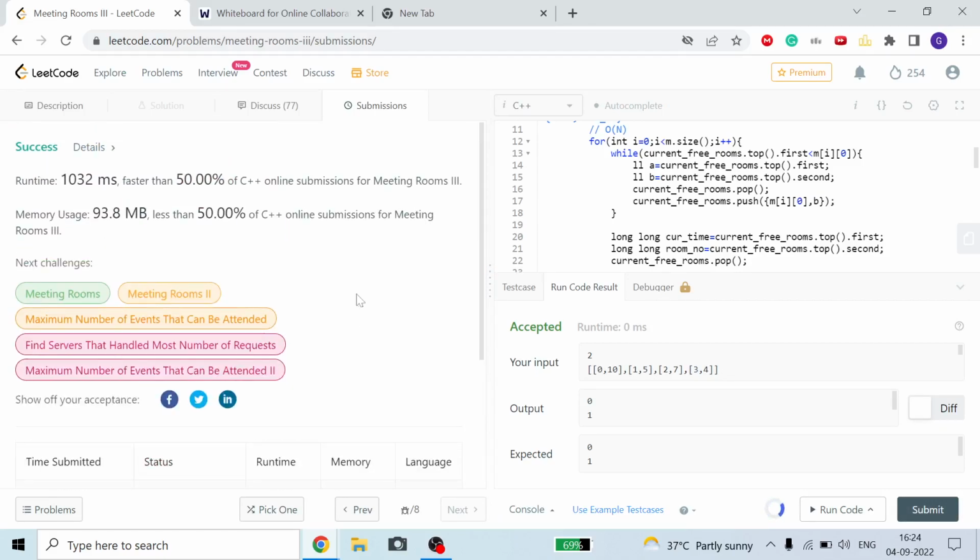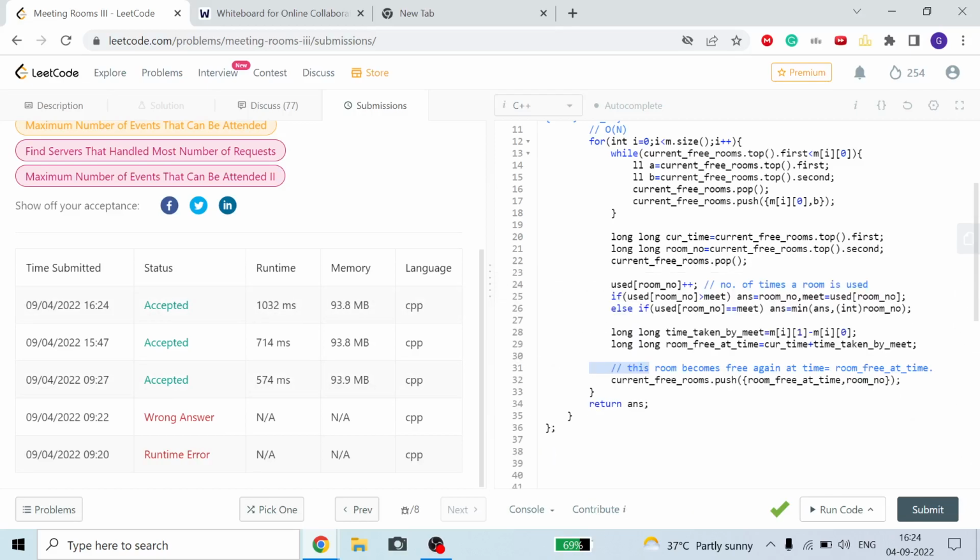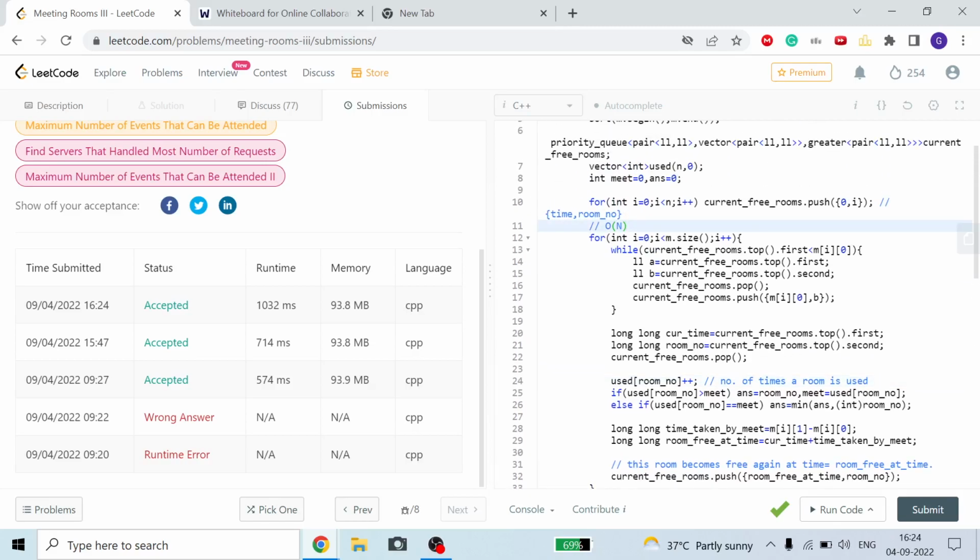Okay guys, so I hope you understand the problem. I don't know, the same problem took 574 milliseconds, then 714, then 1032. Same code, completely the same code, I am just adding these two comments, and one is a comment. I don't know why the time is doubled. In the contest it was 574, now it is 1032. Maybe it's server load or something else.